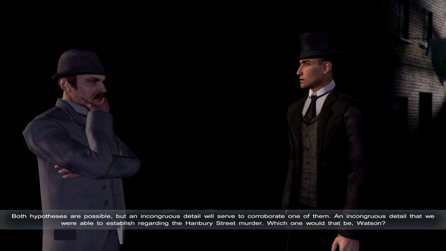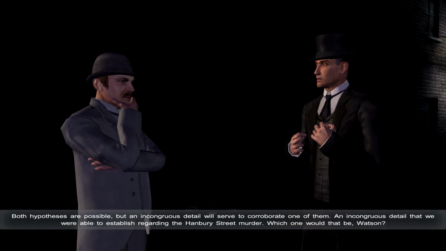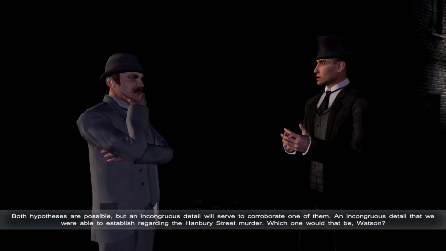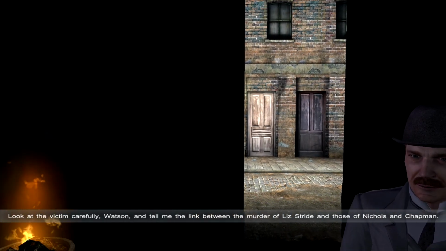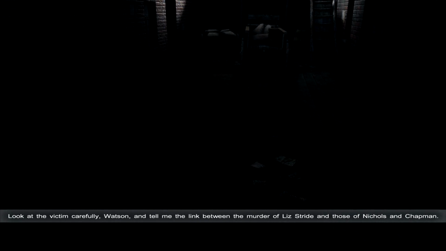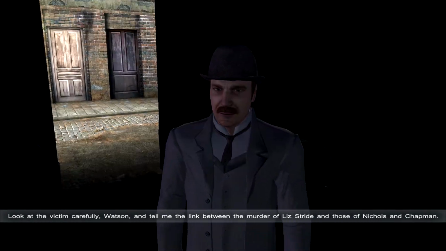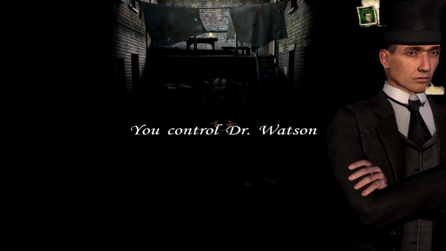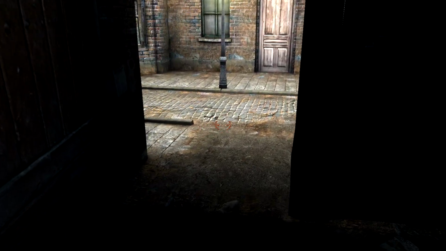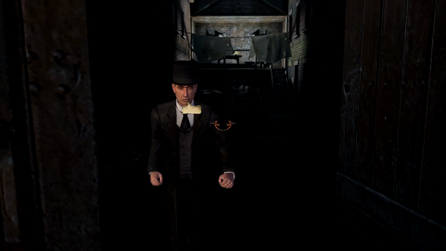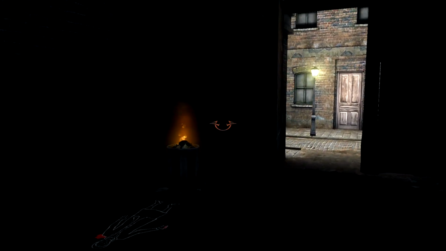An incongruous detail that we were able to establish regarding the Hanbury Street murder. Which one would that be, Watson? Carefully, Watson, tell me the link between the murder of Liz Stride and those of Nichols and Chapman. Those two guys... They must have seen the Jack the Ripper. Why would they have relations here when they know that this working man's club has foot traffic? And again, I guess if it's closed at midnight, you're not going to have people wandering through, are you?